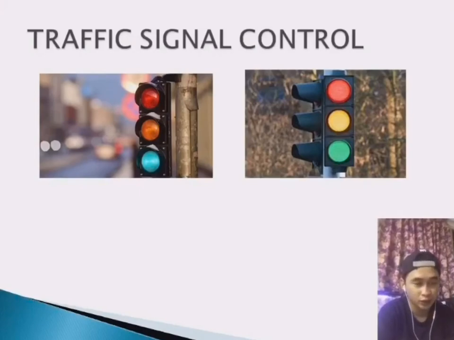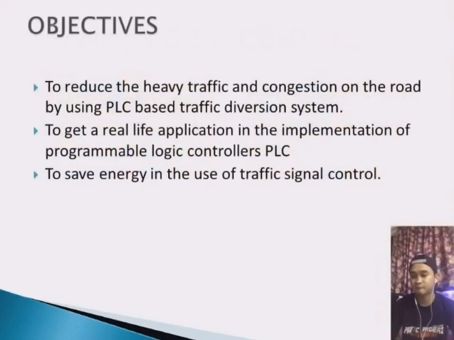So now we go to our objectives for this project. First thing first, our objective is to reduce the heavy traffic and congestion on the road by using a PLC-based traffic diversion system. The second one is to get real-life application in the implementation of PLC, and the last one is to save energy in the use of traffic signal control.